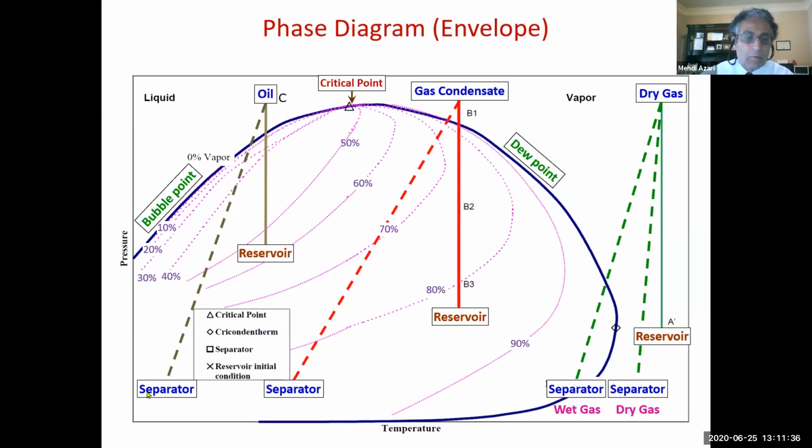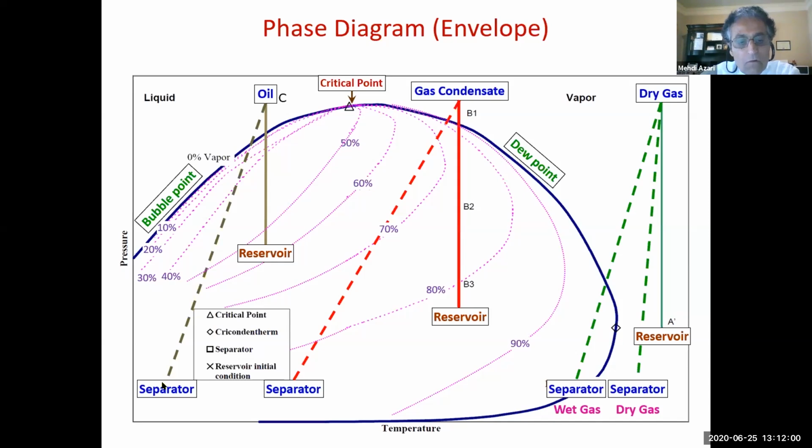Your separator pressure could be 100 PSI, 150 PSI, something in that range. Your reservoir oil here could be 4,000 PSI. You drop it to, let's say, 2,500 PSI. But here you drop it to 100 PSI and it is cooler. So now you can see there's a lot more gas coming out of that separator.